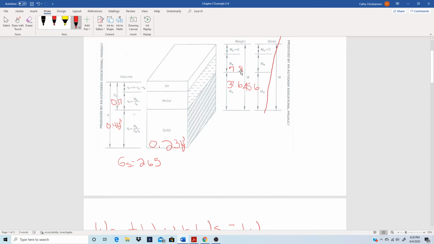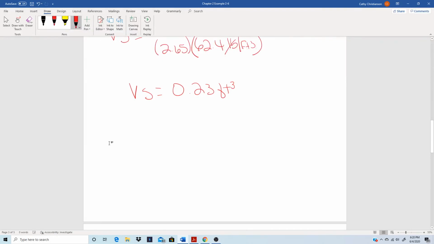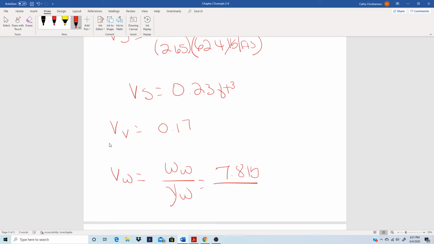Alright, so volume of the water is the weight of the water divided by unit weight of water. So the weight of the water is the 7.8 pounds. So I'm going to come down here and put that formula in next. So again, volume of the voids, I'm just going to write that because we know it's 0.17. And then the volume of the water is equal to the weight of the water divided by unit weight of water, which would be 7.8 pounds divided by 62.4 pounds per cubic foot. And 7.8 divided by 62.4 will be, and I'm going to go ahead and round it up, 0.13 cubic feet.